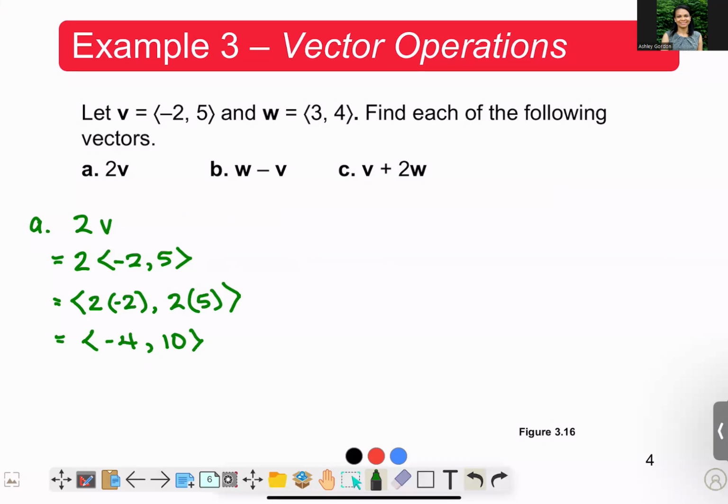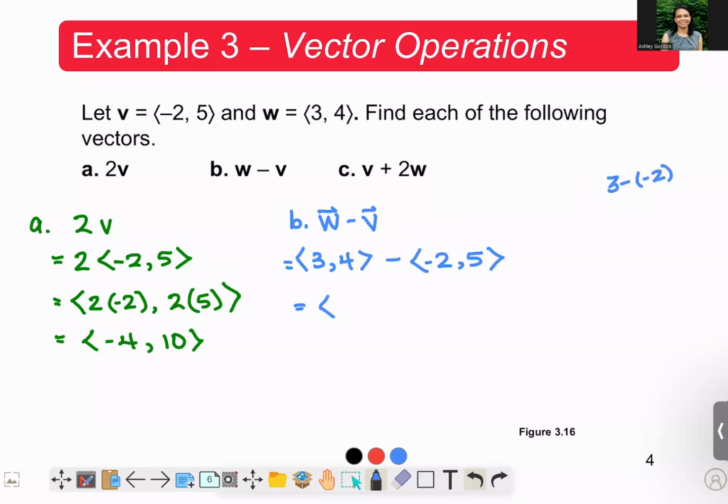So next we're going to subtract the two vectors. And so if you want to change the second vector and make them all opposite and then add, you can do that. That's just the same as subtracting. So you can just subtract each component. So remember that when you're subtracting a negative, that is the same as adding positive. And 4 minus 5 is the same as 4 plus negative 5. It's just usually easier to add than to subtract.